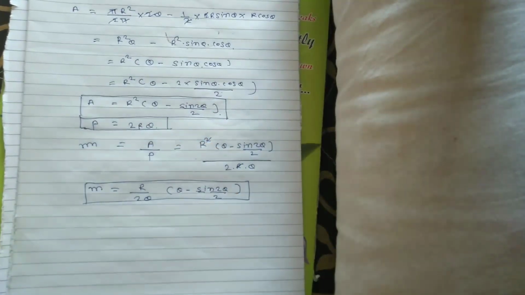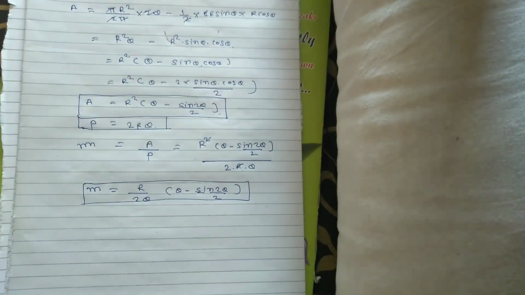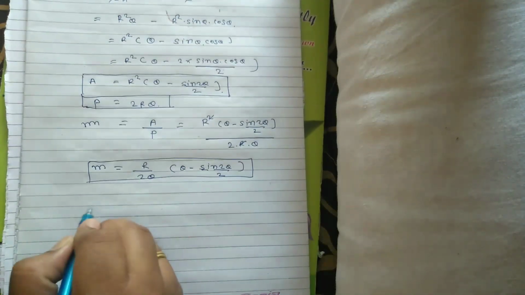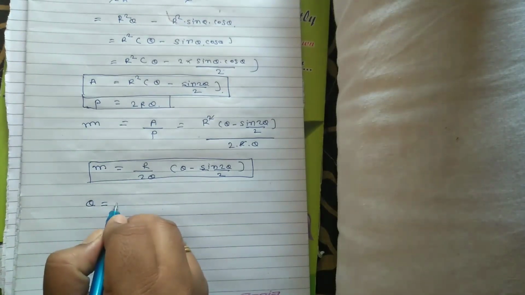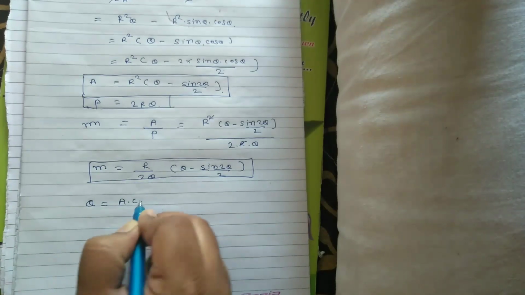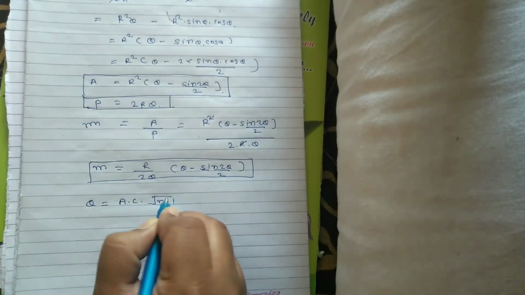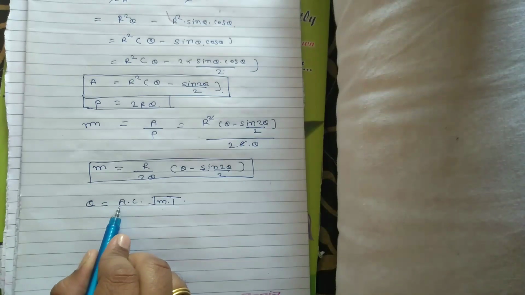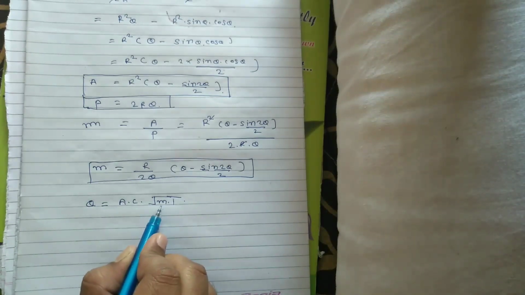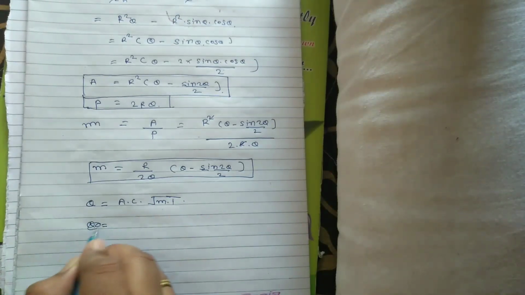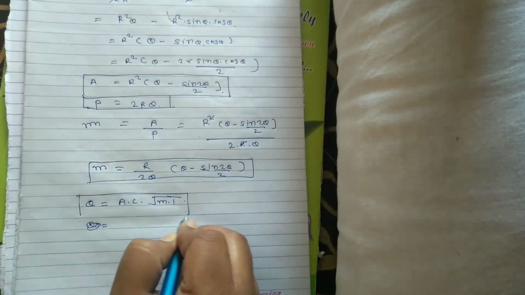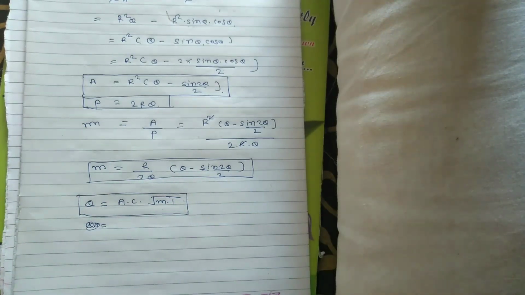Now we have calculated the hydraulic mean depth, weighted area and weighted perimeter. We can easily find the flow through that circular channel. That is our aim. What is discharge or flow? It is A into C into square root of m from Chezy's equation. Now put in this equation the weighted area and hydraulic mean depth and find the discharge. So this is about flow through the circular channel section.